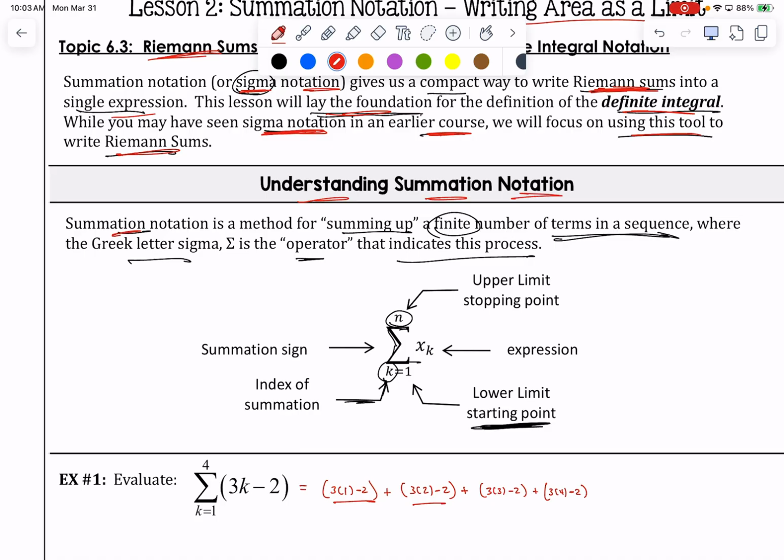All right, understanding summation notation. Summation notation is a method for summing up a finite number of terms in a sequence. So it's a compact way to write out how many Riemann sums you want to do, like if you're estimating using 6 rectangles or 5 rectangles or 4 rectangles. The Greek letter sigma is known as the operator, and sigma just means find the sum. Everybody, sigma means find the sum. Okay, and it indicates this process.